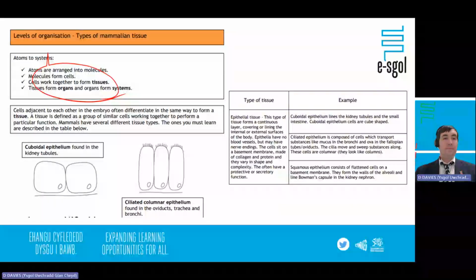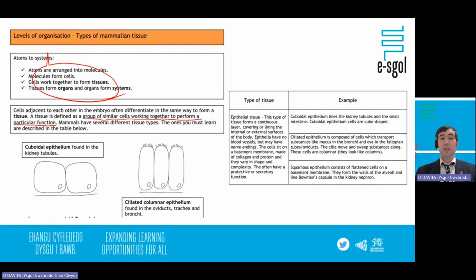Cells adjacent to each other in the embryo often differentiate in the same way to form a tissue. A tissue is defined as a group of similar cells working together to perform a particular function. That is a bread and butter definition, so you need to know that. The neat trick is remembering all the different types of tissue.